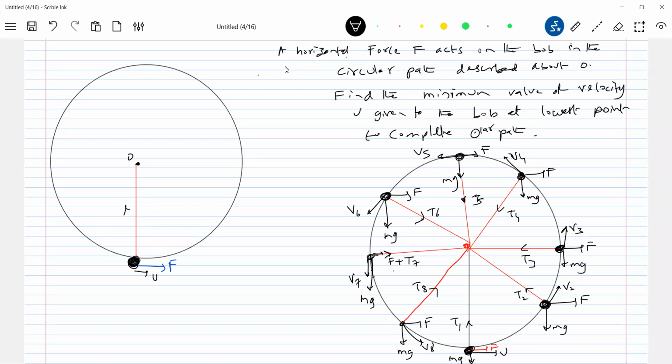Tension, if it's 0 also, what happens? Here also you can select, sir. Here also tension T7, if it becomes 0, T7 is 0. Then F will provide the required centripetal force. So why can't we take it as 7? Nothing wrong. But you write the equation at all points and check where the V will be minimum.